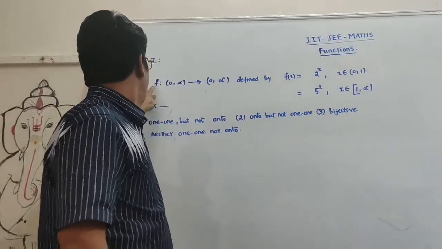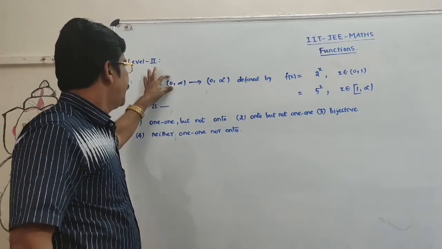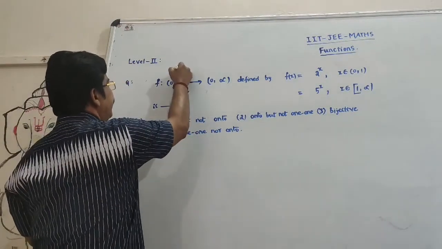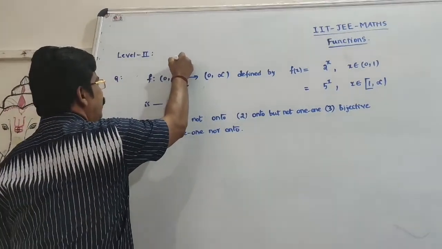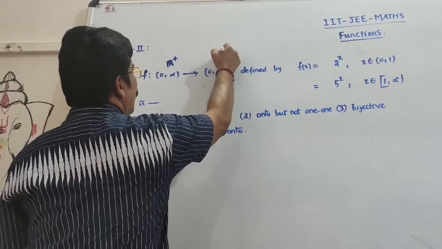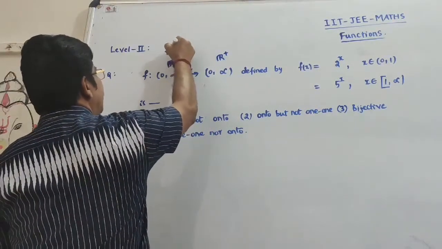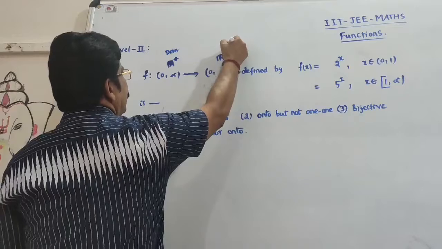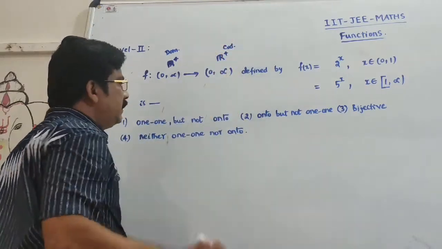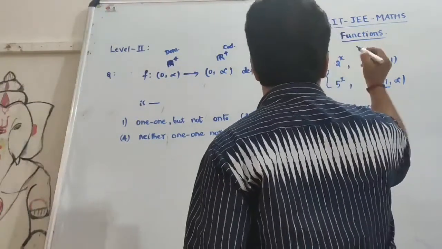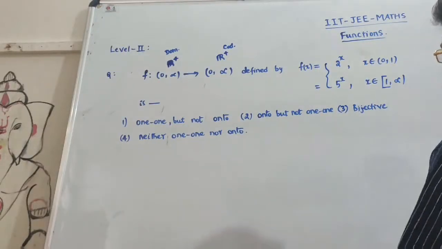Question: f from the open interval 0 to infinity. The open interval 0 to infinity means the positive real number set. It is the domain. This one is the codomain, which is also the positive real number set. f of x is given as an exponential function, 2 power x, 5 power x.